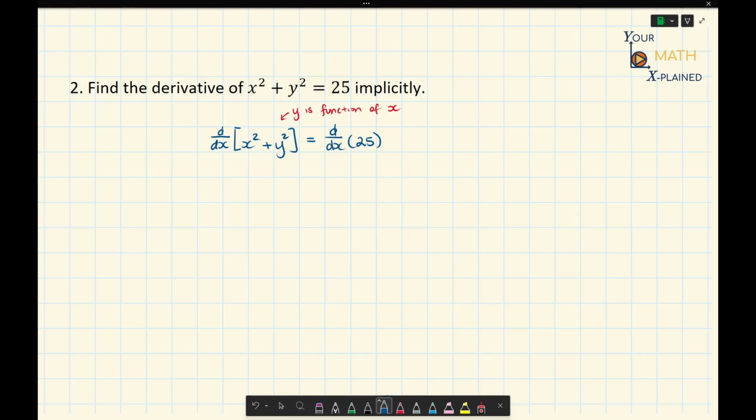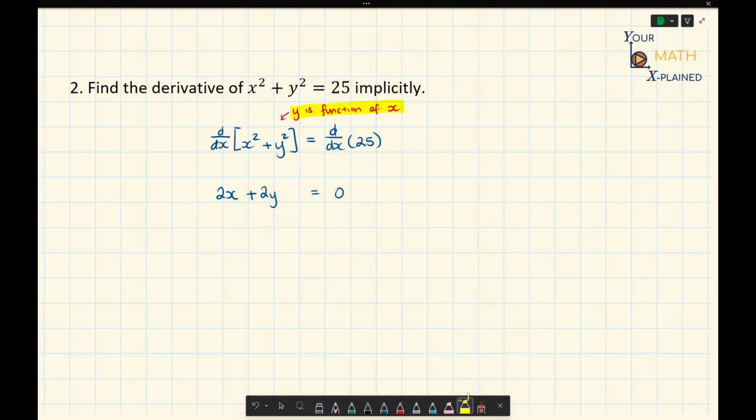So now for the right-hand side, the derivative of a constant is just equal to 0. And then for the left-hand side, when we take the derivative of x squared plus y squared with respect to x, well, for the first term, the derivative of x squared is going to be 2x. And then we add, now the derivative of y squared is going to be 2y. But the fact that y is a function of x, you can almost think of it as y squared being a composite function.